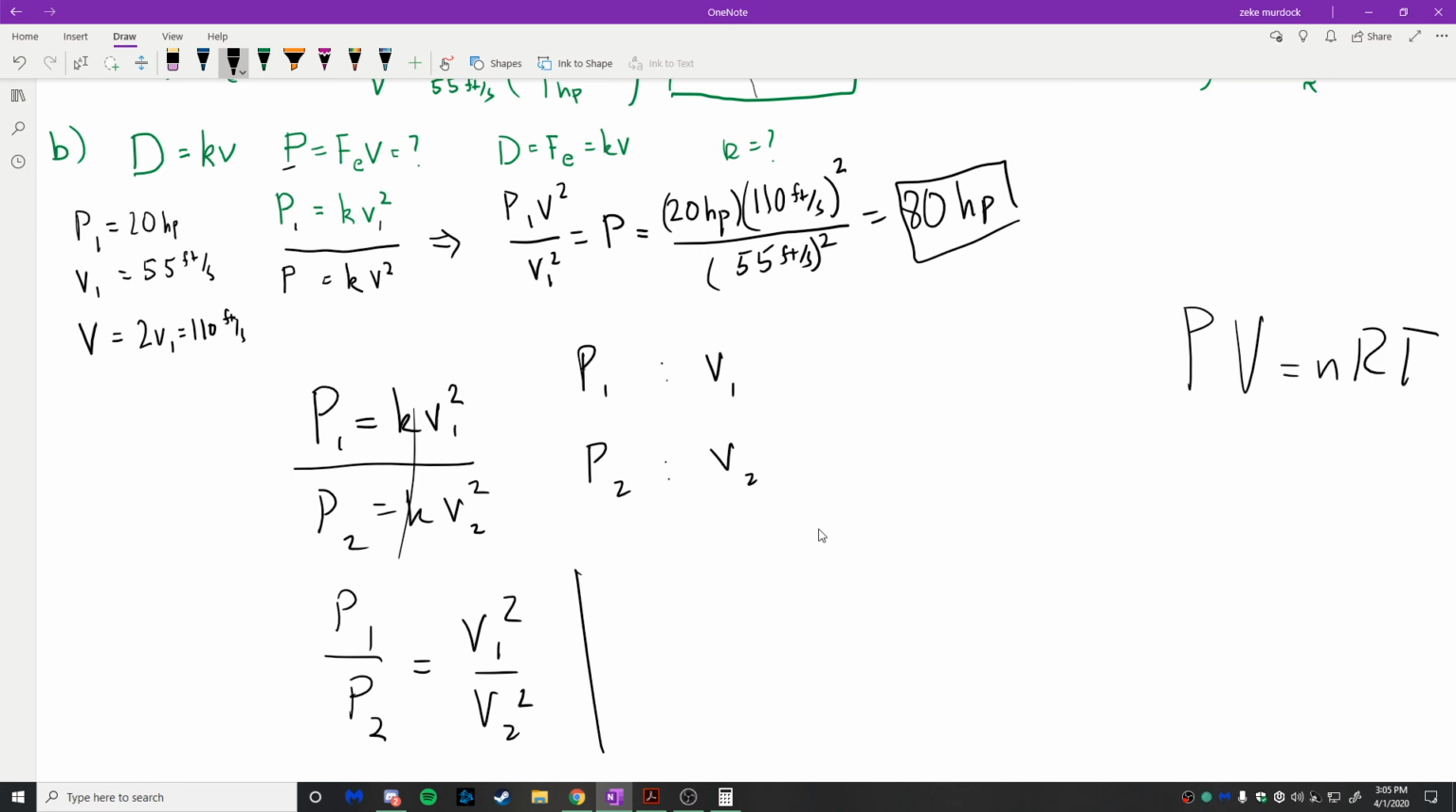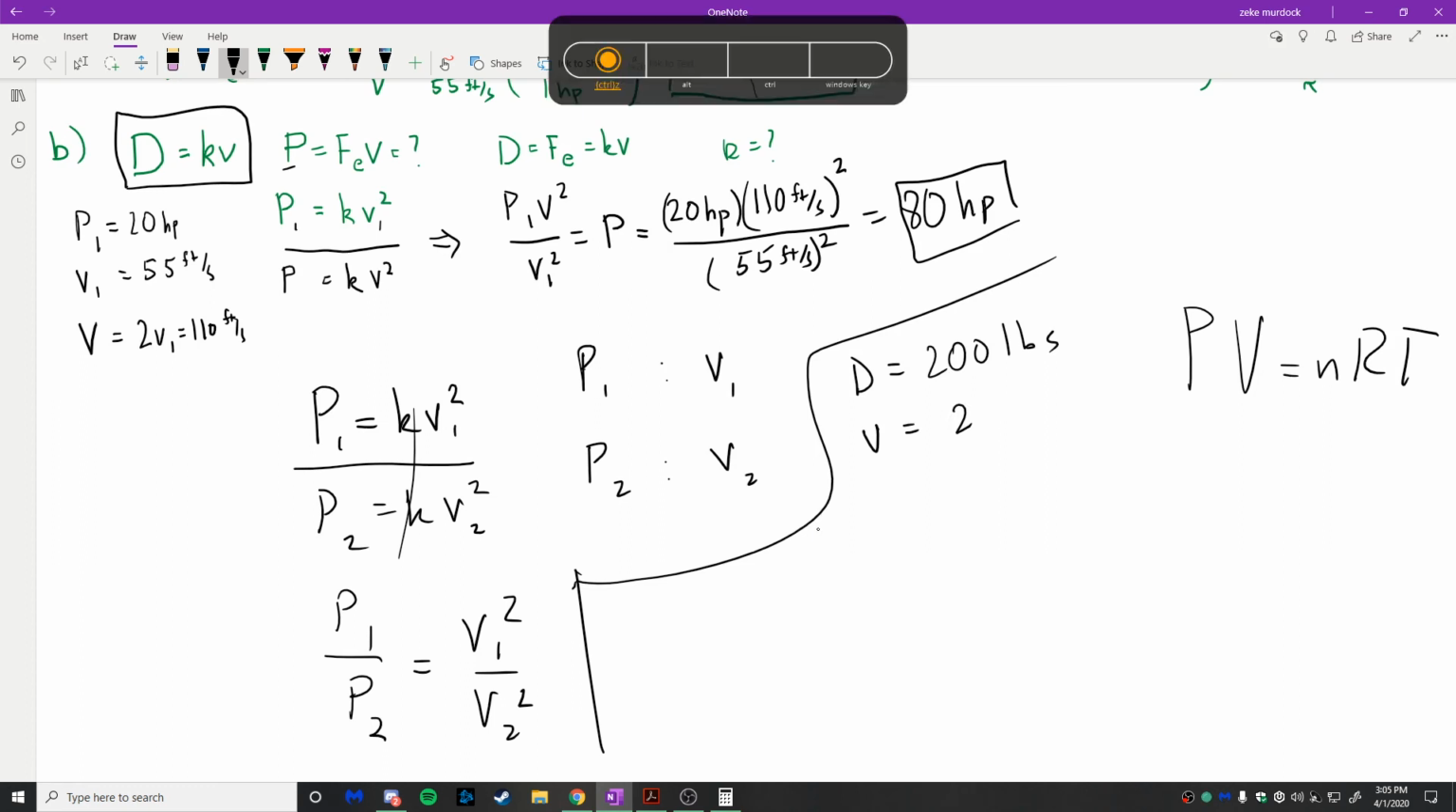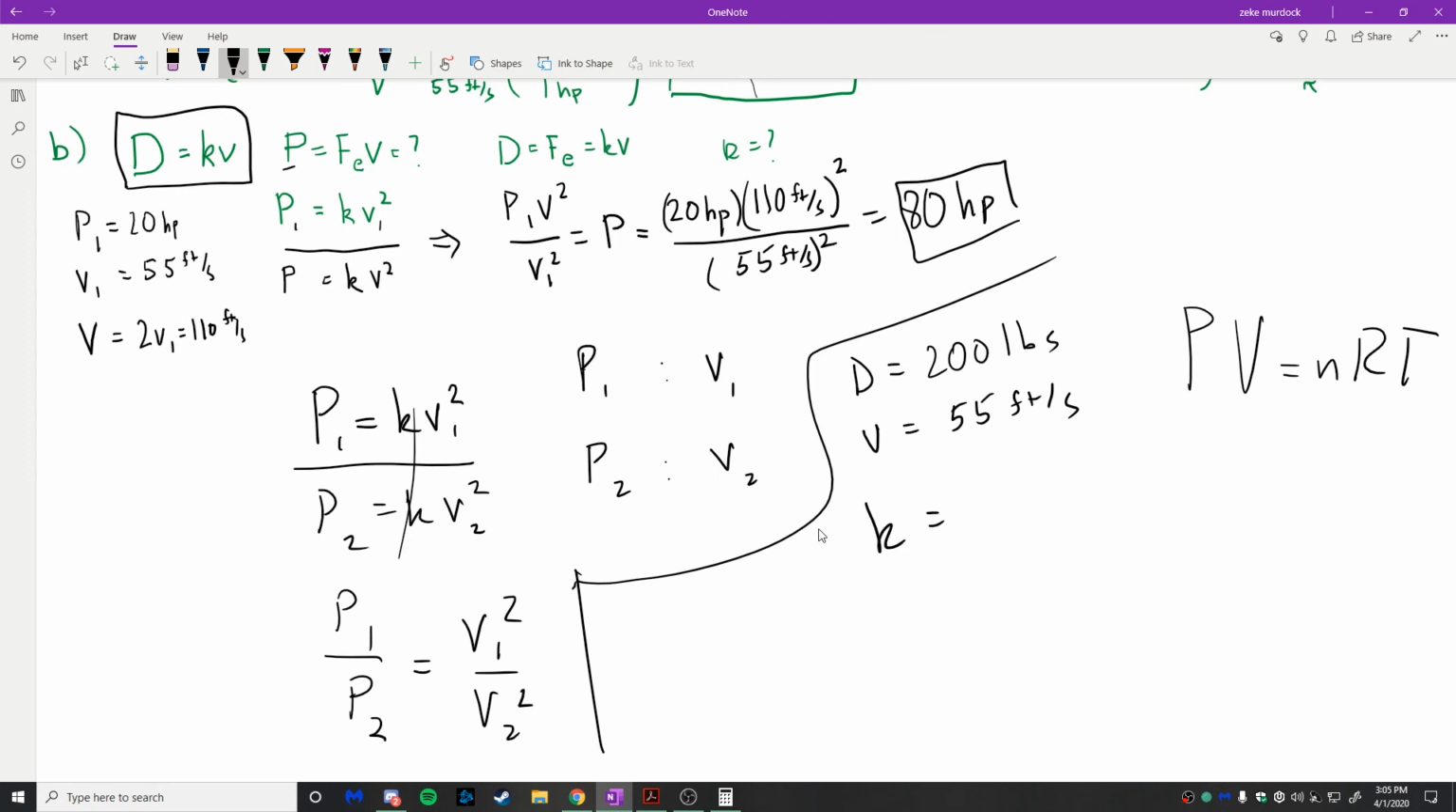Now the other way to solve this problem, which might be more useful in certain situations, is this: we saw before that drag was equal to K times V. We know that drag in the first problem was 200 pounds. We solved for that. And we knew that the velocity in the first part of the problem was 55 feet per second. So that means that K is equal to drag divided by velocity, which is 200 pounds divided by 55 feet per second.